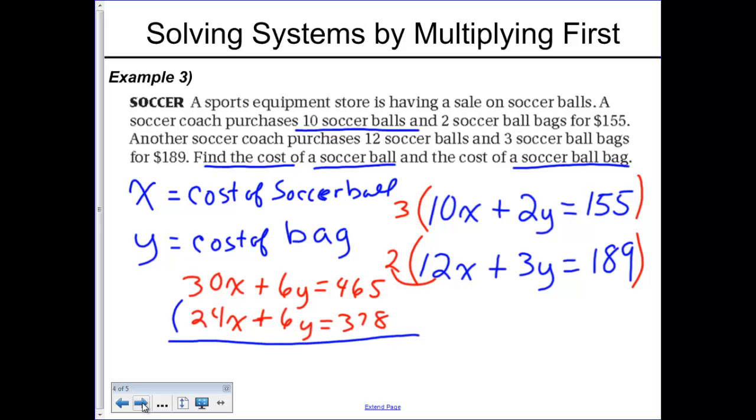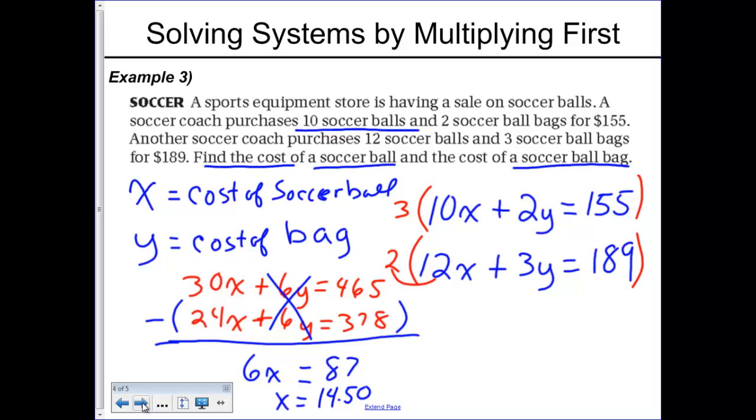So how do you get them to cancel out? Well, you have to subtract. 30x's minus 24x's leaves you with 6x's. We know the y's are going to cancel out. 465 minus 378 is going to give you 87. Divide both sides by 6. The answer on my calculator comes out to 14.5, but we're talking about money, so it's $14.50.